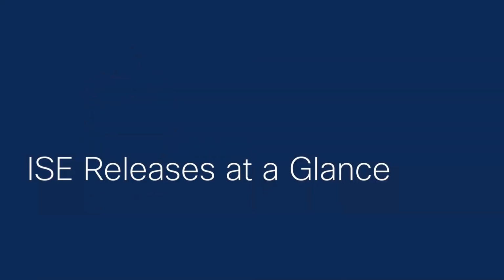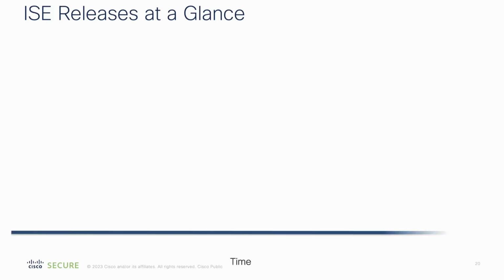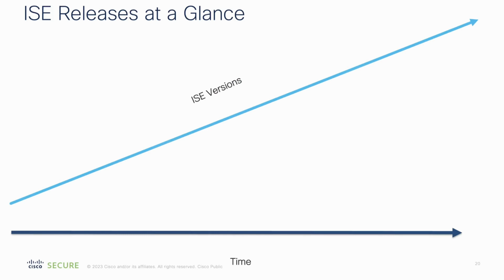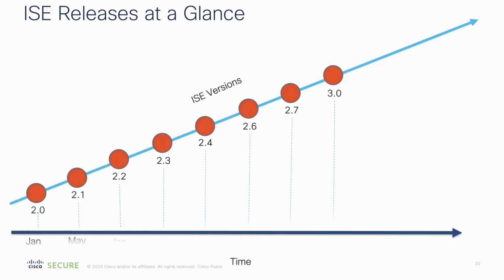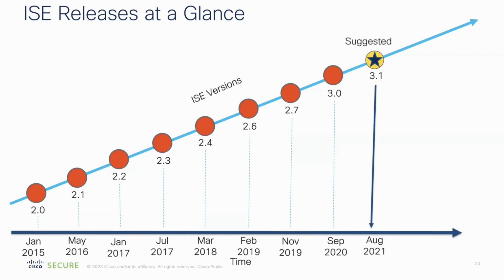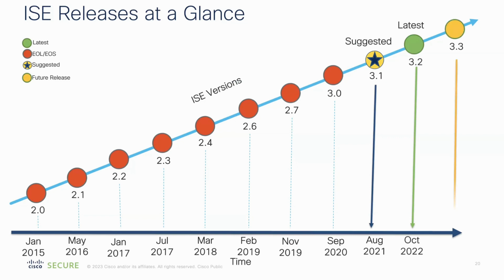With that, let's talk about ISE releases at a glance. If you look at the ISE versions released over a period of time, all these 2.x versions and even 3.0, introduced in September 2020, are called end of life. Now, 3.1 is currently the suggested release, and 3.2 is the latest one, whereas 3.3 is going to be released soon, in July 2023.